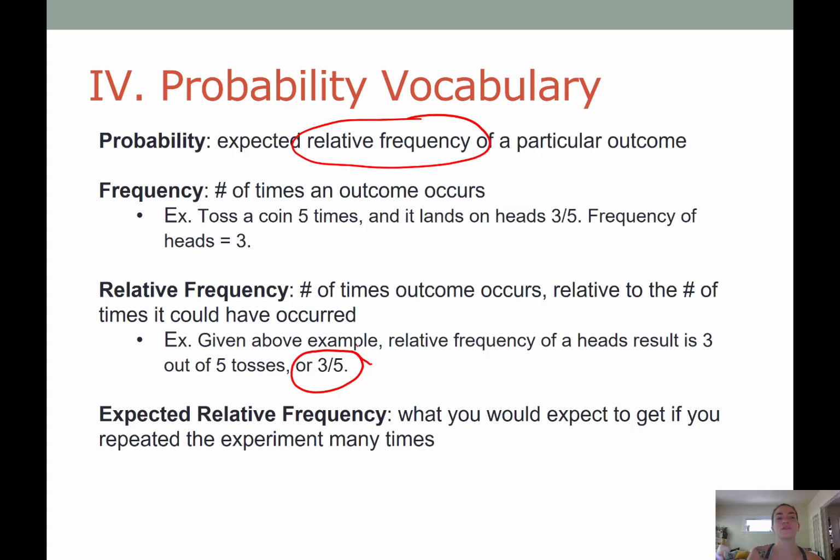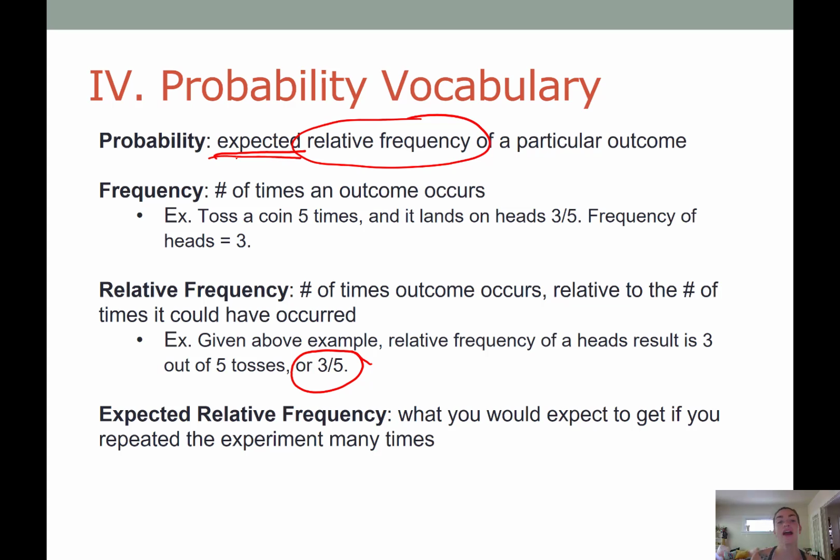So now the definition of probability has even another word in it. We're just attaching more words. Expected relative frequency of the particular outcome, that's probability. The expected relative frequency is what you would expect if you repeated the experiment many times.